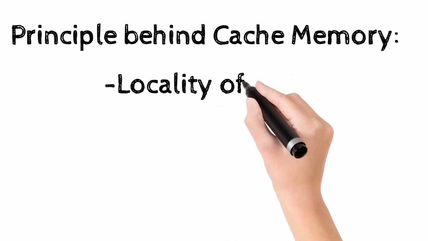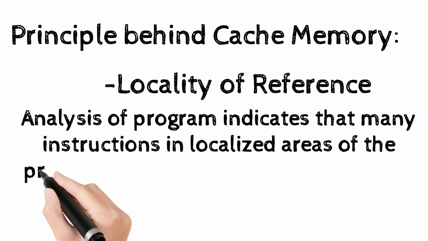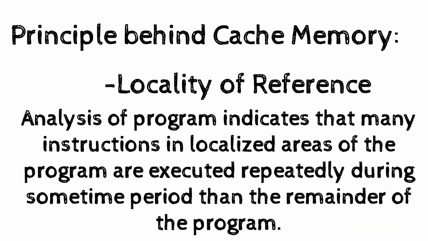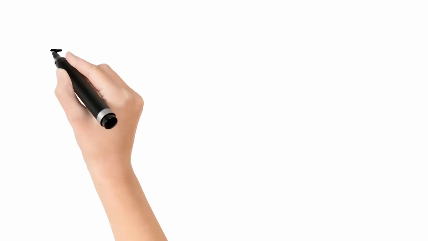Principle behind cache memory. Cache memory is based on the property of computer programs known as the locality of reference. The analysis of programs indicates that many instructions in localized areas of the program are executed repeatedly during some time period, rather than the remainder of the program. This is called the locality of reference.